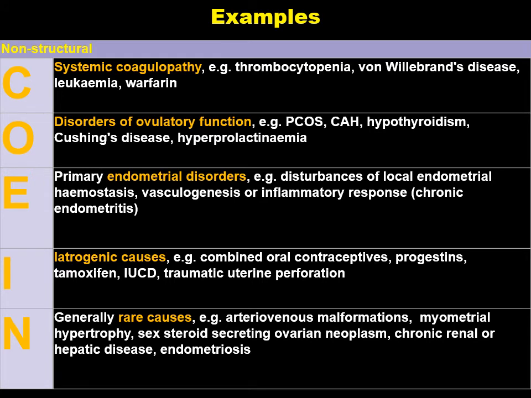Disorders of ovulatory dysfunction, such as polycystic ovary syndrome, thyroid disease, hyperprolactinemia, endometrial disorders, and iatrogenic causes for women on medications or because of a procedure or a method used for contraception, such as an intrauterine contraceptive device. And there are the not yet classified rare causes, such as AV malformation.